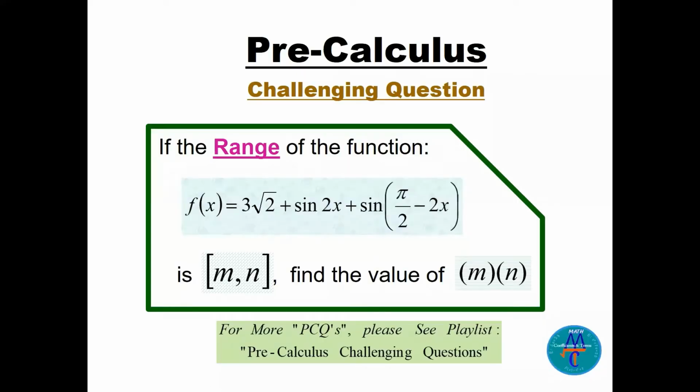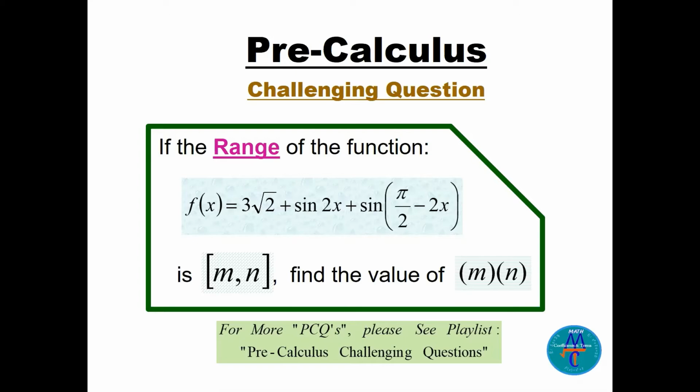This is another pre-calculus challenging question. If the range of the function f of x equals 3 square root of 2 plus sine of 2x plus sine of pi over 2 minus 2x is m to n, find the value of m times n.